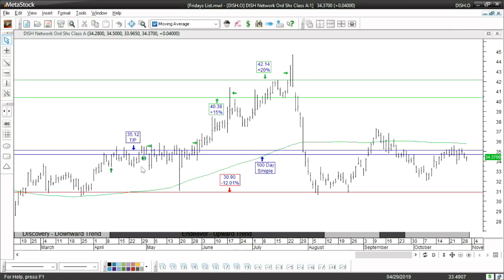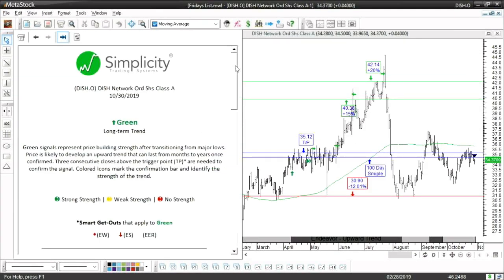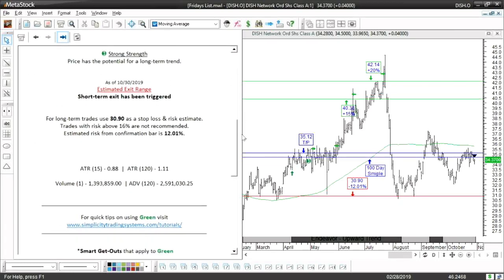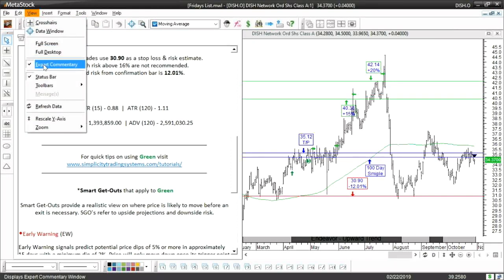If they never come, they just don't come. We move on to another stock, but we did get one. So I come up to my commentary. We take a look. For a long-term trade, use 30.90 as a stop loss. There's my 30.90. You have the potential to lose 12.01%. Do not take a trade above 16% risk. I'm below it. I'm willing to take this trade. Let's see what happens.